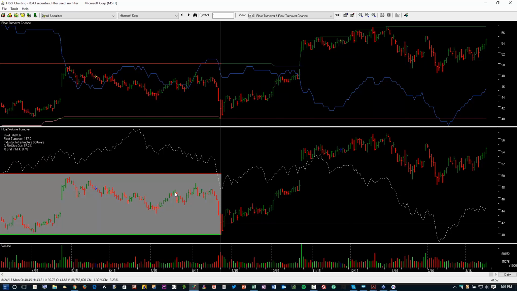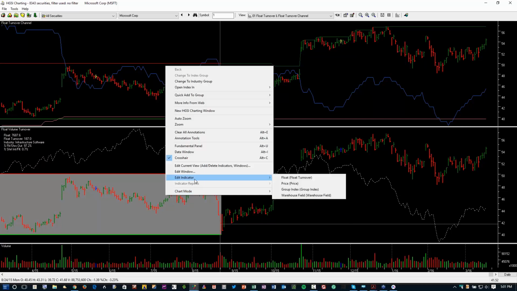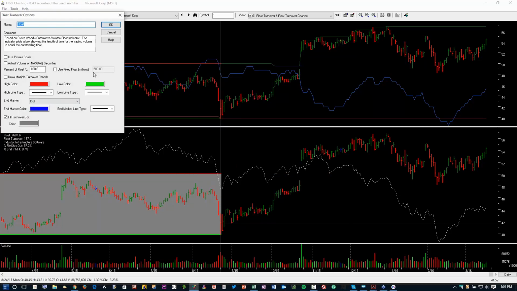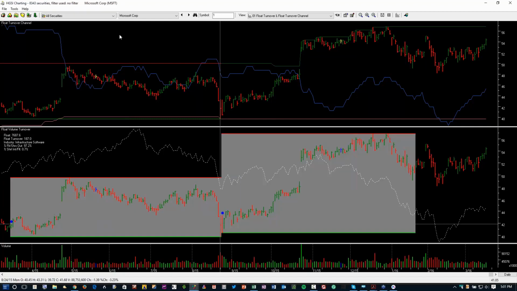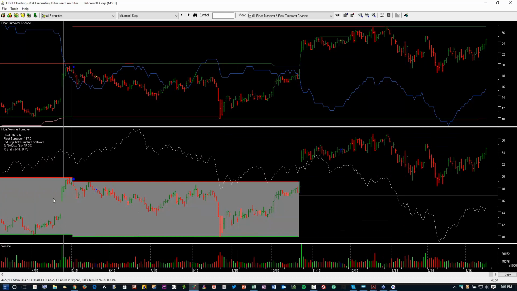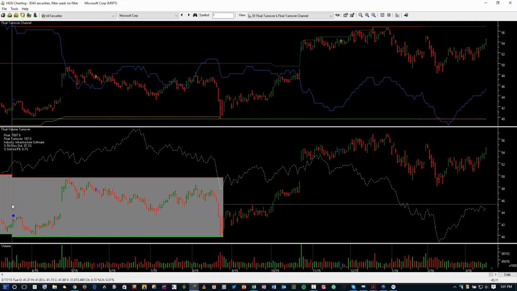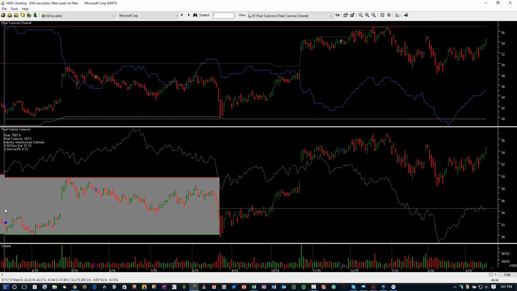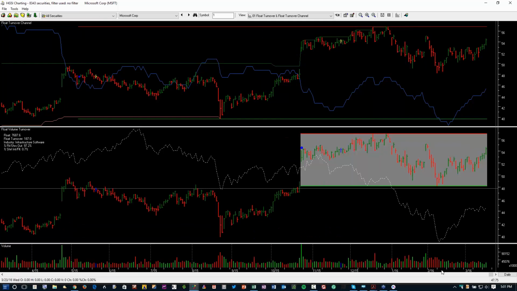It's not a science. There's not a lot of research been done on this, but there are some interesting concepts, especially for mid-cap stocks. You can definitely see that there is a correlation to the float turnover being resistance and support, which ties in with this whole VPA and volume at price idea.